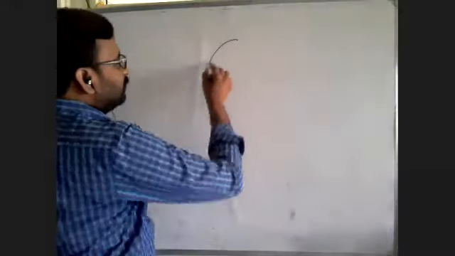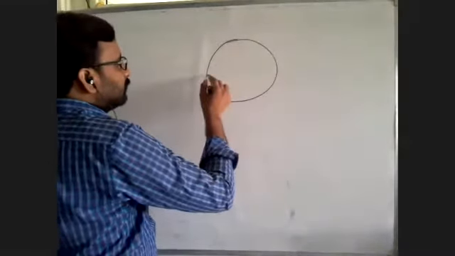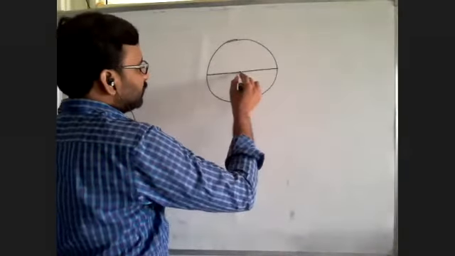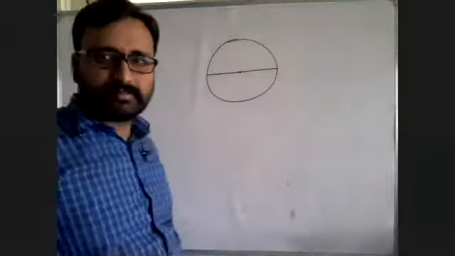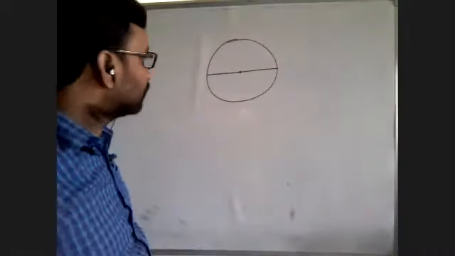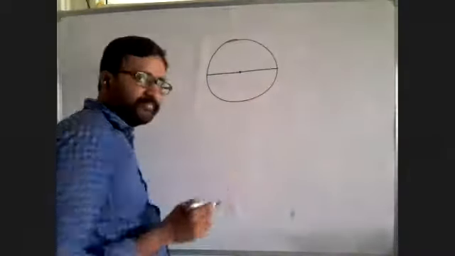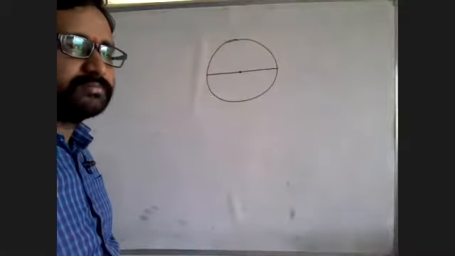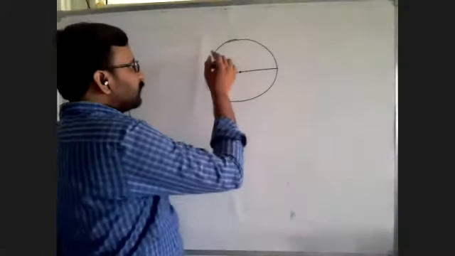Again, continuation of circle. See, in a circle, the chord which is having maximum length is called a diameter. This is diameter.